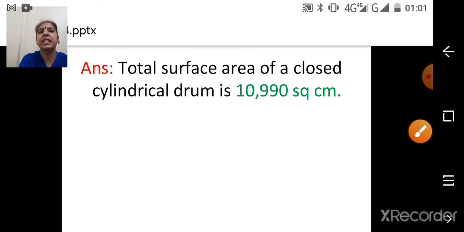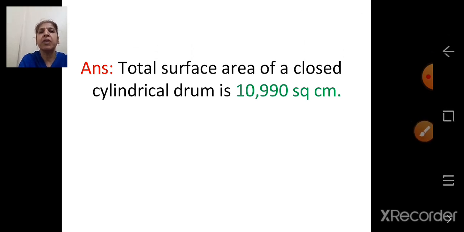So final answer is total surface area of a closed cylindrical drum is 10,990 square centimeter.